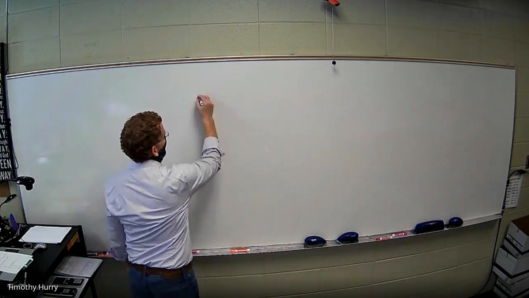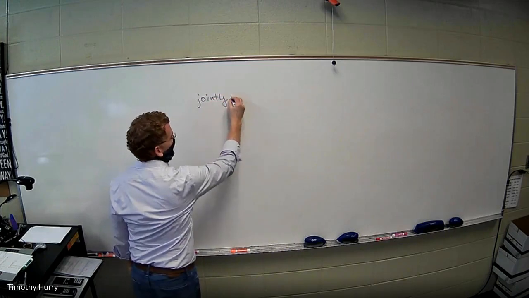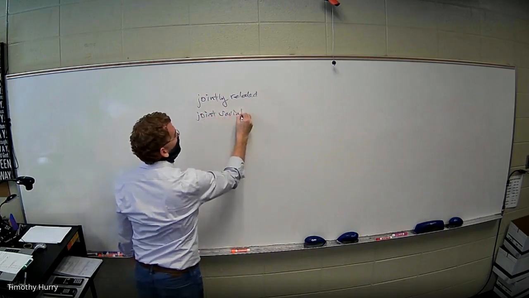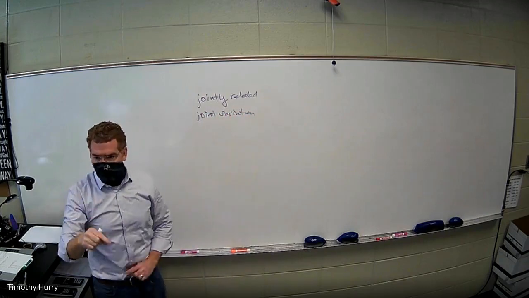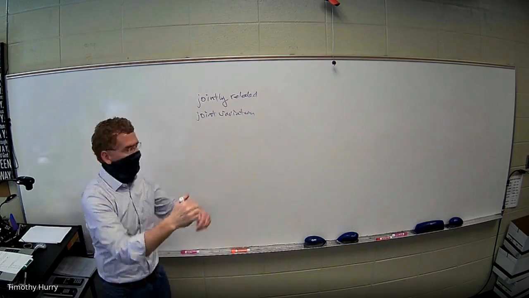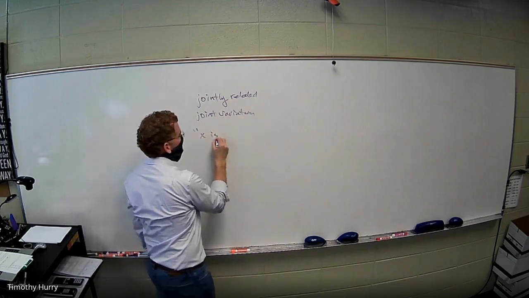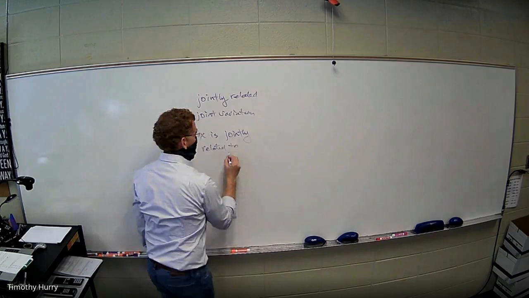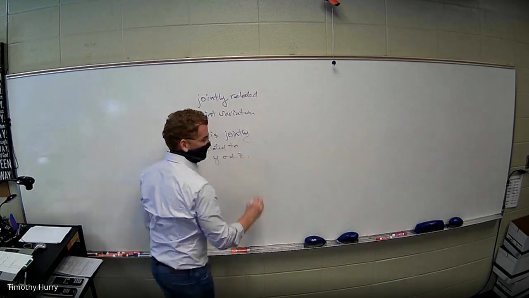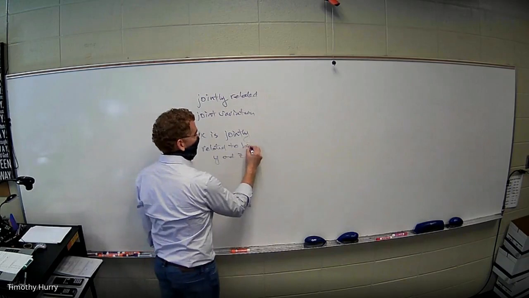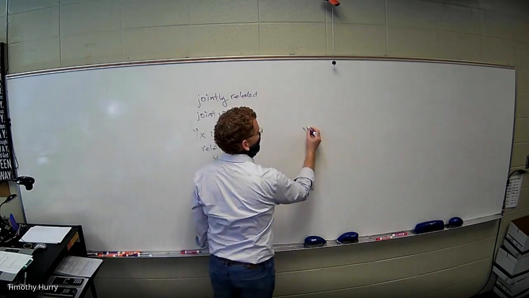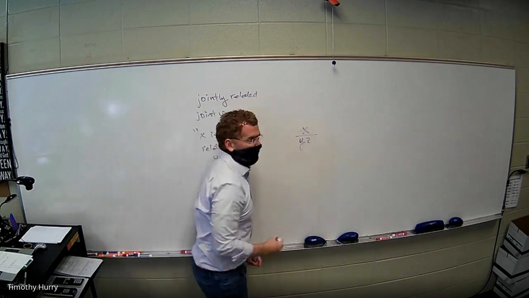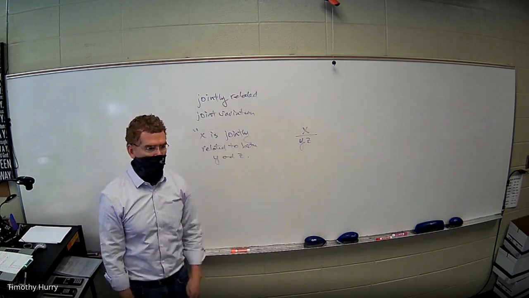So jointly related, or a joint variation, would be something that's jointly related to 2 other things. So if I said something like x is jointly related to both y and z, the joint relationship says x is directly with y and directly with z. Basically, you're dividing by both if it's directly.